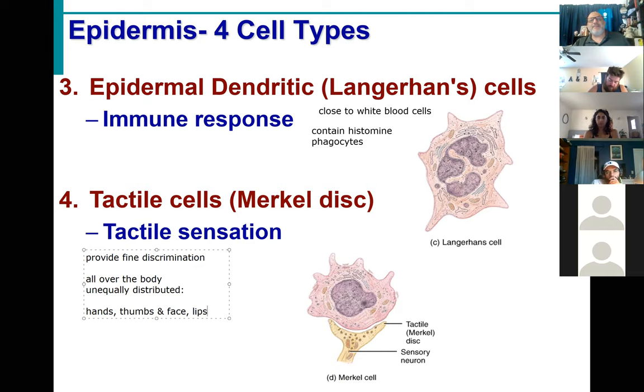Because how does a baby explore the world? With their mouth. Yeah, they grab things with their hands and they shove them into their mouth, right? Why are they doing that? Because their hands and their face are where all these major tactile cells are located, and so they're getting a massive amount of information by doing that.